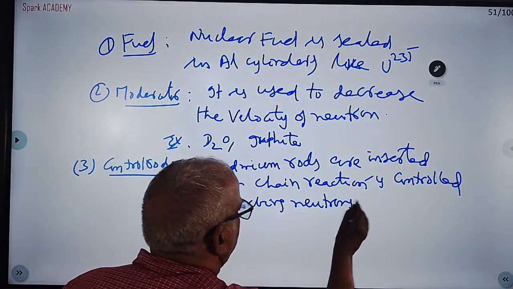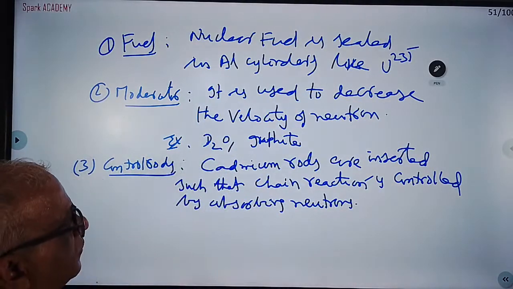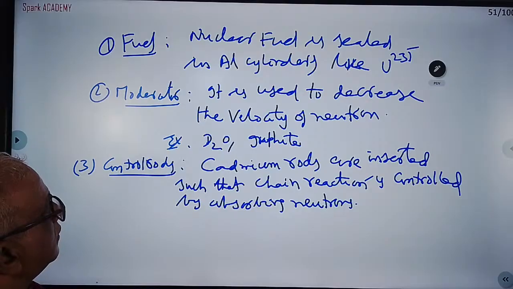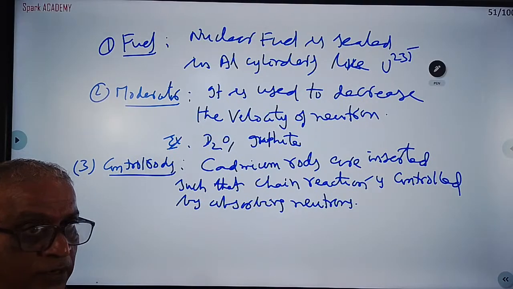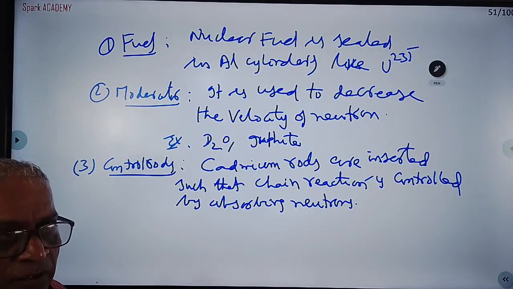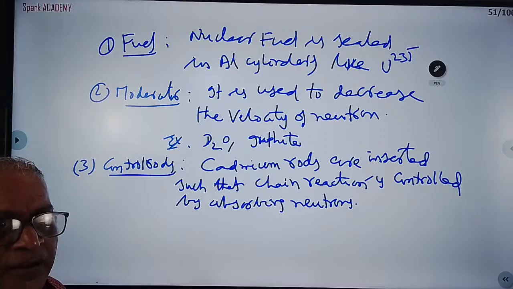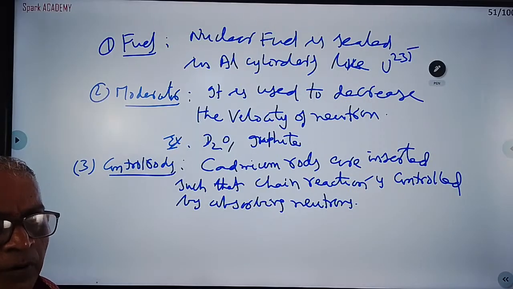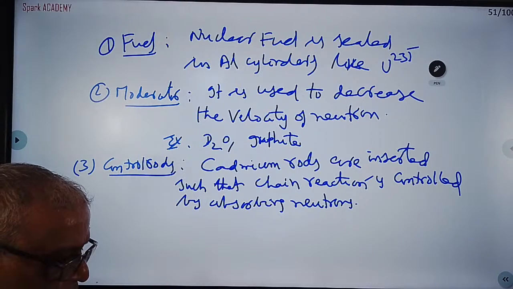Neutrons should be slowed down. That is called thermal neutrons. That is useful for a nuclear reactor, to get heat energy, because whenever fission takes place, whenever the nucleus is breaking, heat energy will come out. Exothermic reaction, you know that.